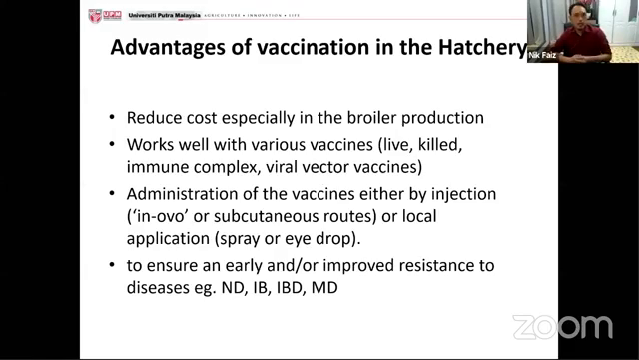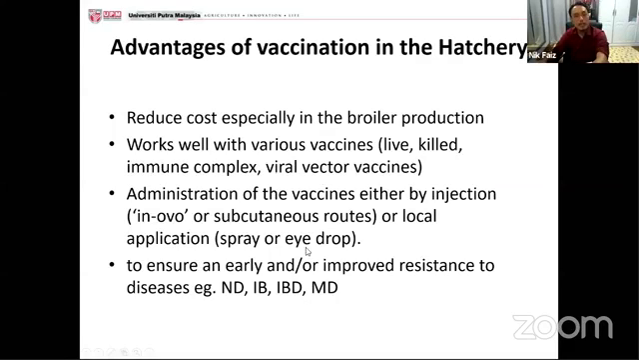And I would like to talk a little bit on the advantage of vaccination in the hatchery. Many of you, I would suggest to opt for vaccination in the hatchery because it reduces the cost, especially in the broiler production. It's much easier when they are in the hatchery. You can do a mass vaccination with less labor. It works well with various vaccines, whether it's live vaccine, killed vaccine, immune complex, or viral vector vaccine, recombinant vaccines.